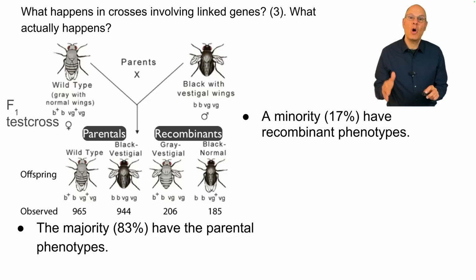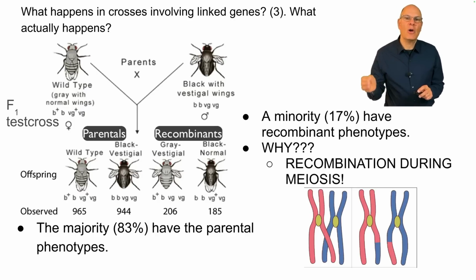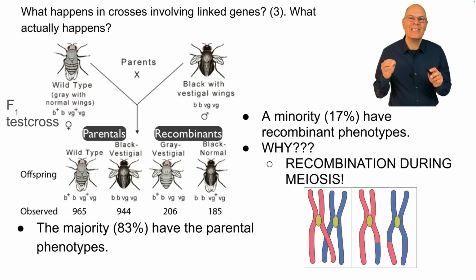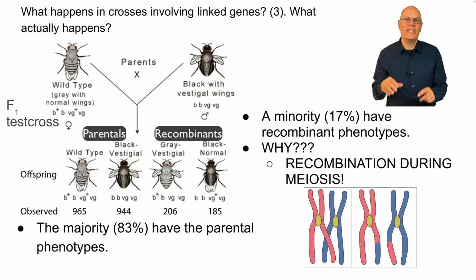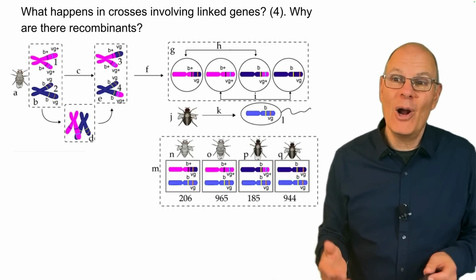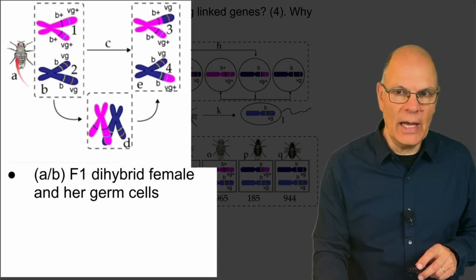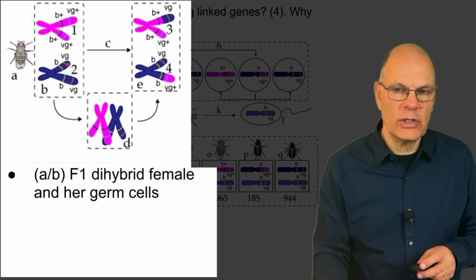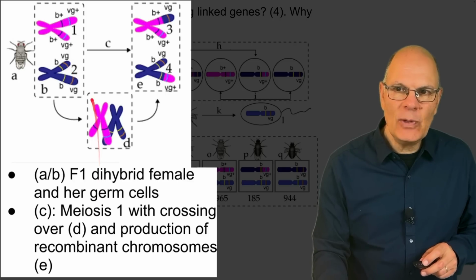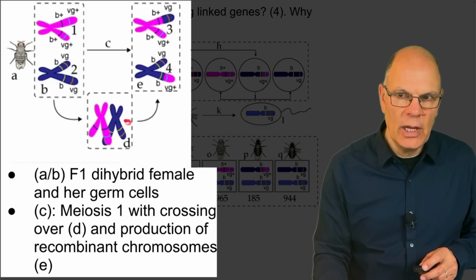Genes that are linked don't always stay together. Why not? Because during meiosis, there's recombination and crossing over. So linked genes, because of that process, can separate. We'll see the details of this in the next slide. What happens in crosses involving linked genes? Why are there recombinants? In diagrams A and B, we have a dihybrid female and her germ cells. In C, we have meiosis 1 with crossing over. We have homologous pairs. They're going to get together.